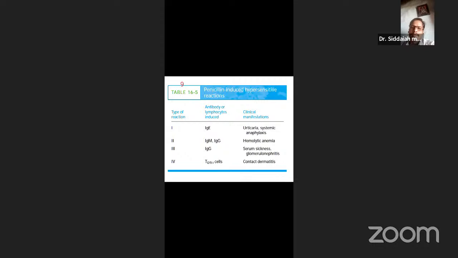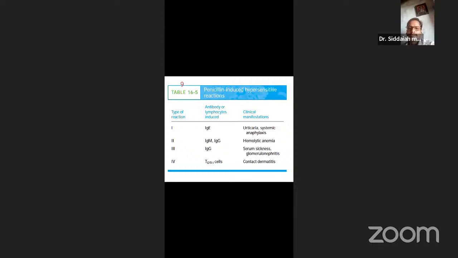Hemolytic anemia, when the penicillin is given to the patient, sometimes hemolytic anemia is also produced by the penicillin, and penicillin has the capacity to induce the third type of reaction, that is immunoglobulin G mediated immune complex mediated hypersensitive reaction, the third type of reaction. It also takes place with the help of immunoglobulin G.